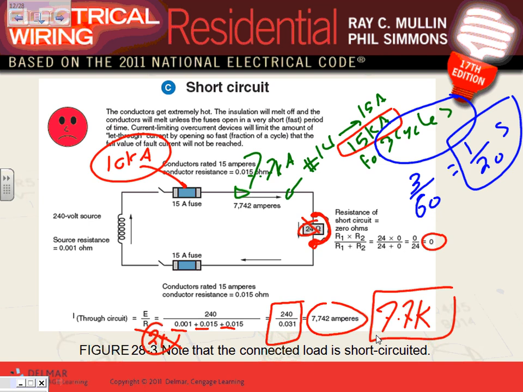Now, if it doesn't open fast, here's what's going to happen. The insulation here starts heating up, heating up, heating up. At a certain point, the insulation will melt, and if it continues to heat up, the copper will evaporate too. It will melt the copper, and the conductor becomes a fuse.